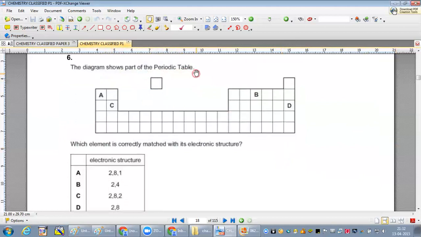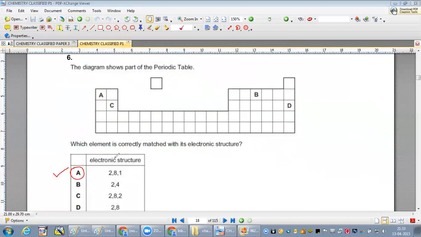The diagram shows part of the periodic table. These are the elements located at A, B, C, D like this. Which element is correctly matched with its electronic structure? That is electronic configuration. Now what you can see over here is group 1. It should always have one electron in its outermost shell. You can see for A, it has one electron in its outermost shell. Therefore, this is the correct option.